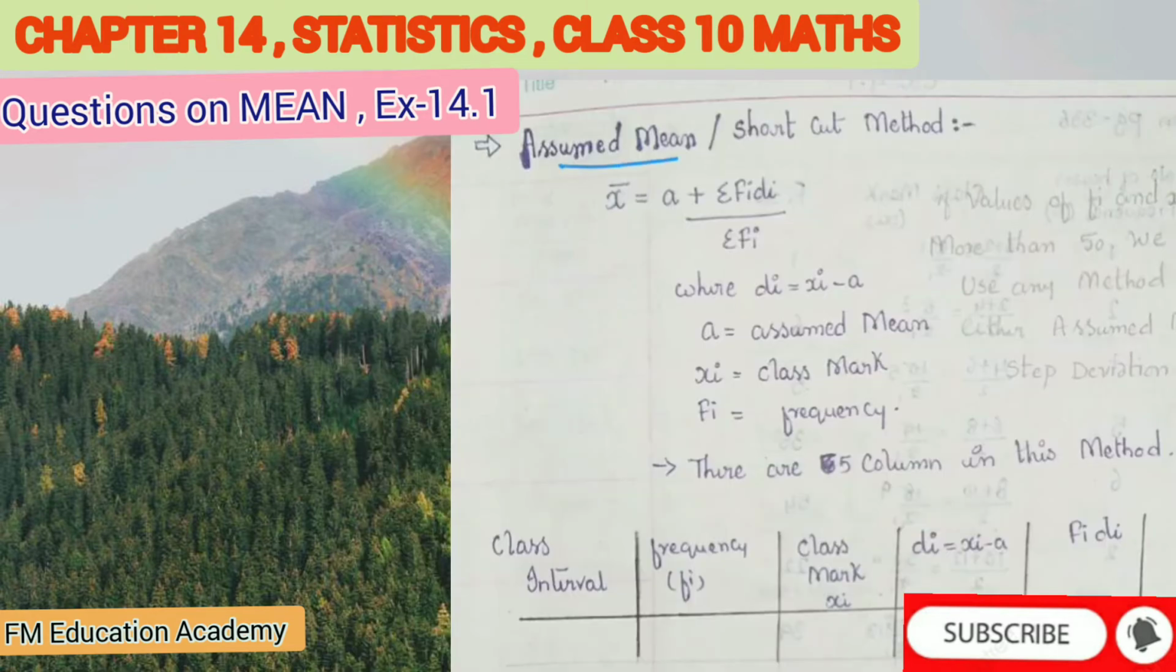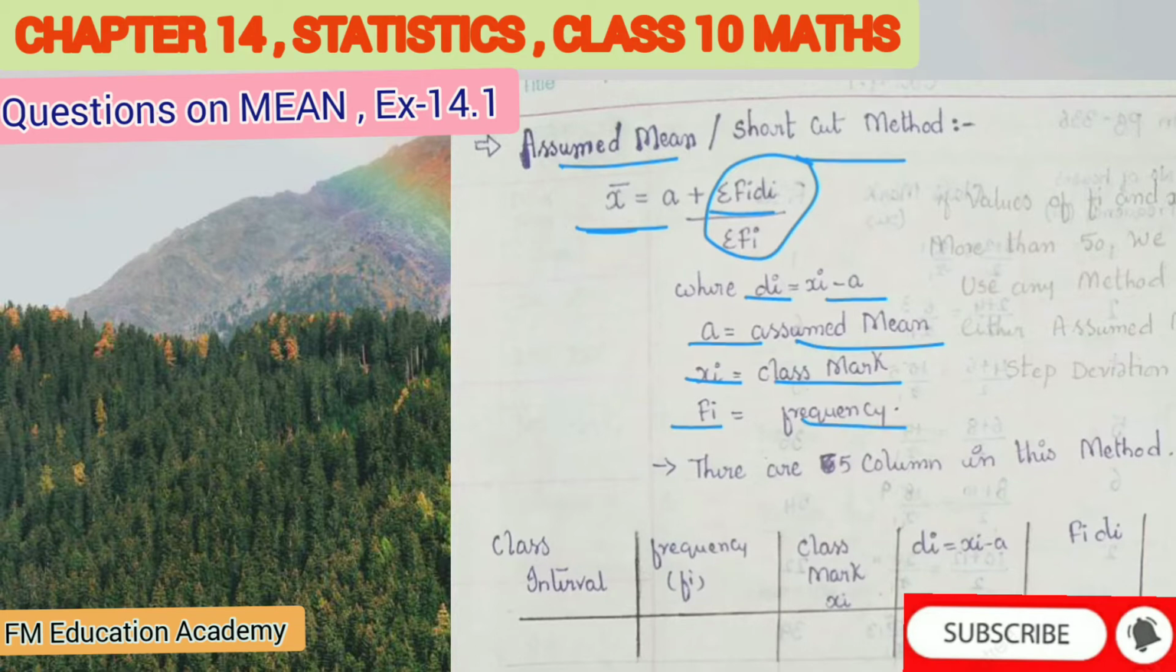Assumed mean method is also called the shortcut method. The formula to find the mean by assumed mean method is: mean x bar equals a plus sigma fi di divided by sigma fi. This division belongs only to sigma fi. So di here will be xi minus a, where a is known as the assumed mean, xi will be known as class mark and fi will be known as frequency.